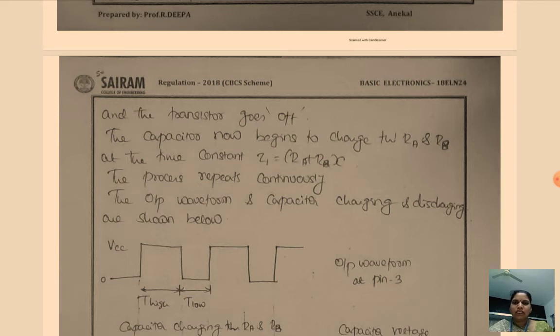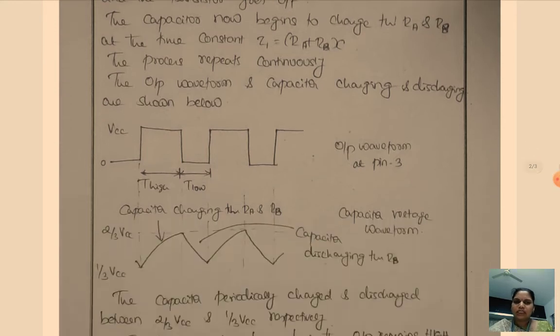So this cycle repeats continuously, and if you see the waveform of the 555 timer and the capacitor charging and discharging, you can understand better. When the capacitor starts charging, the output of the 555 timer will be high. When it is discharging, it will be low. So by changing the values of RA, RB and C, we will be able to change the timing of this output waveform, that is either T high and T low can be varied.